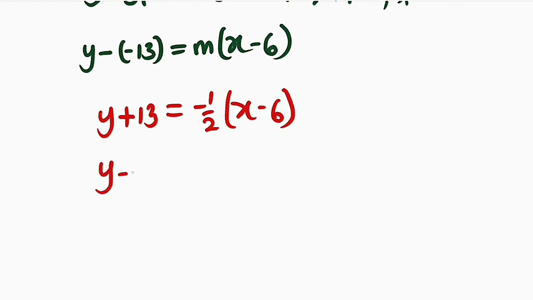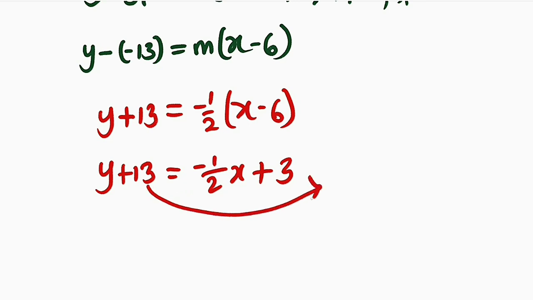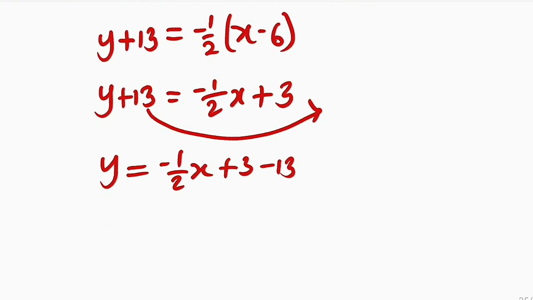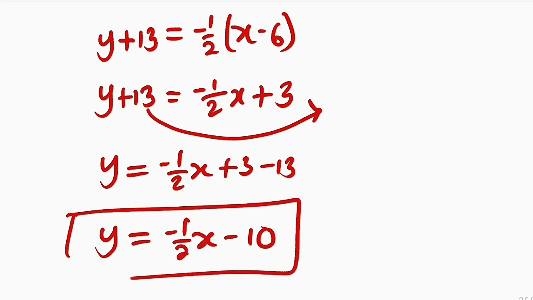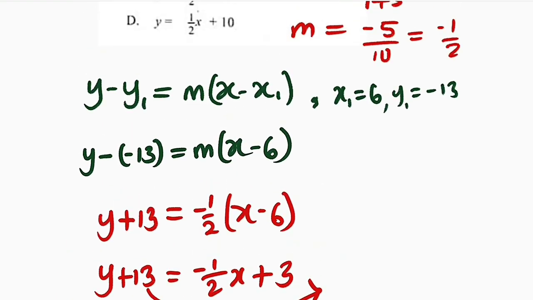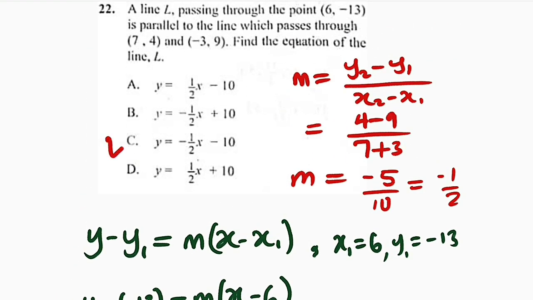So this is y plus 13 equal to, let us expand this, -1 over 2 times x is -1 over 2x. Negative times negative is positive. Half of 6 is 3. Finally, we can take this one to the other side. We have y equal to negative 1 divided by 2x plus 3. As 13 crosses over, it becomes negative 13. And 3 minus 13 is negative 10. Finally, the equation is negative 1 divided by 2x minus 10, which is option C.